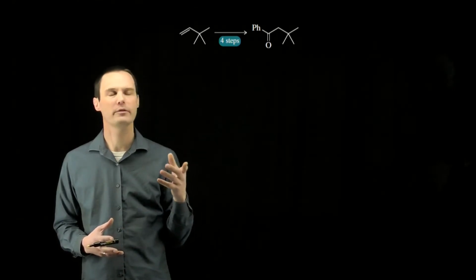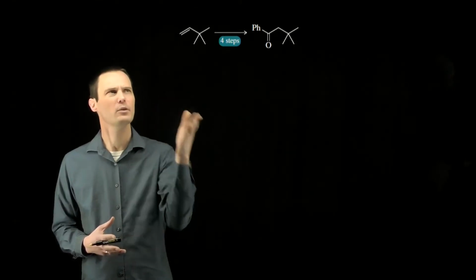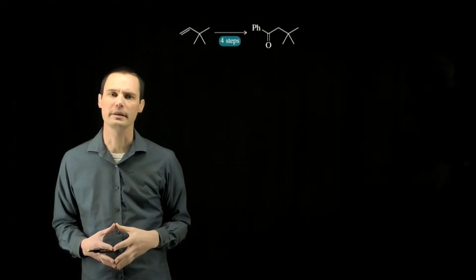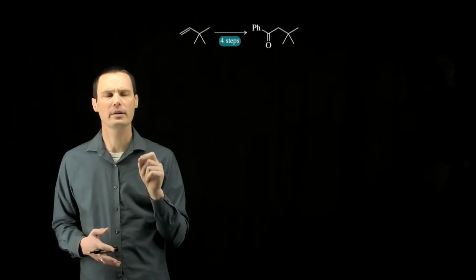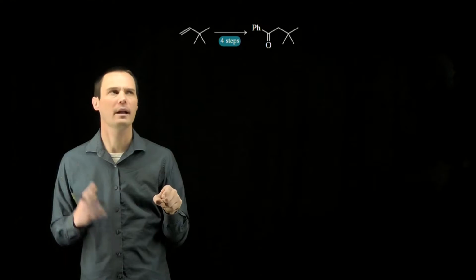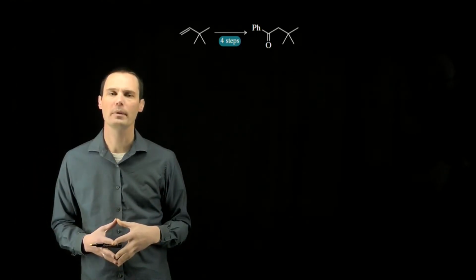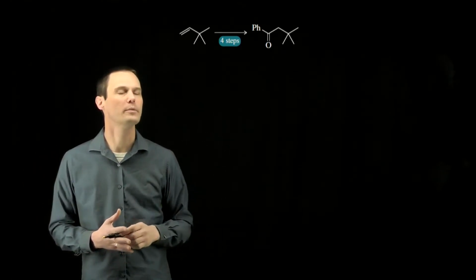An acid chloride is made from an acid, but I don't really have any ways to turn an alkene into a carboxylic acid. But I do know how to turn an alcohol into a carboxylic acid, and I know how to turn an alkene into an alcohol. So I can use that strategy to form this product.